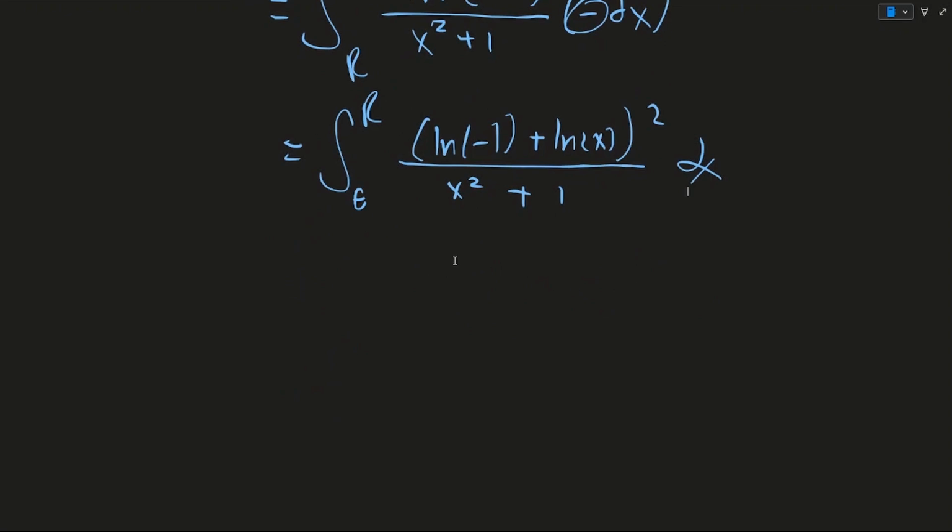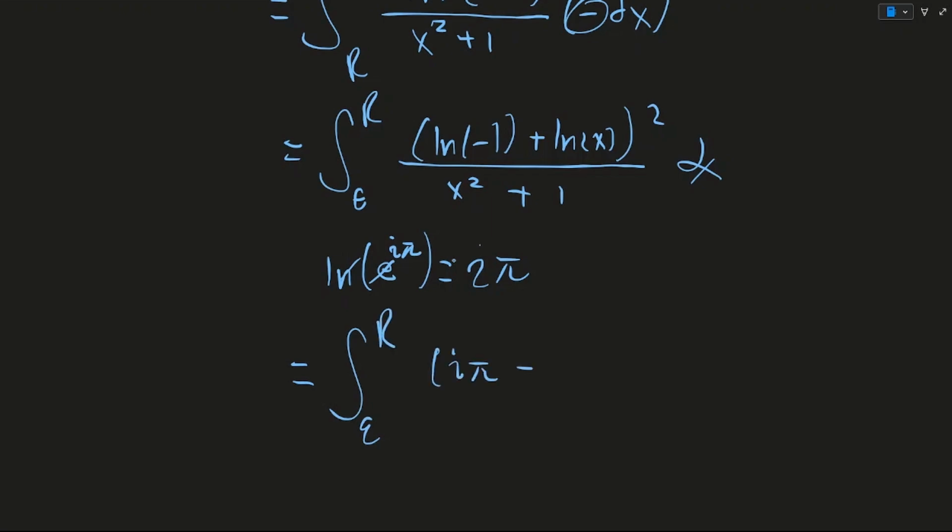And this ln of negative 1 can be calculated as follows. We know that negative 1 is the same as saying e to the I times pi by Euler's formula. So this is essentially the same as saying the e and the ln cancel out. So this is the same as saying I times pi. And so our integral becomes the integral from epsilon to r of (I times pi plus ln of x) squared over x squared plus 1 with respect to x.